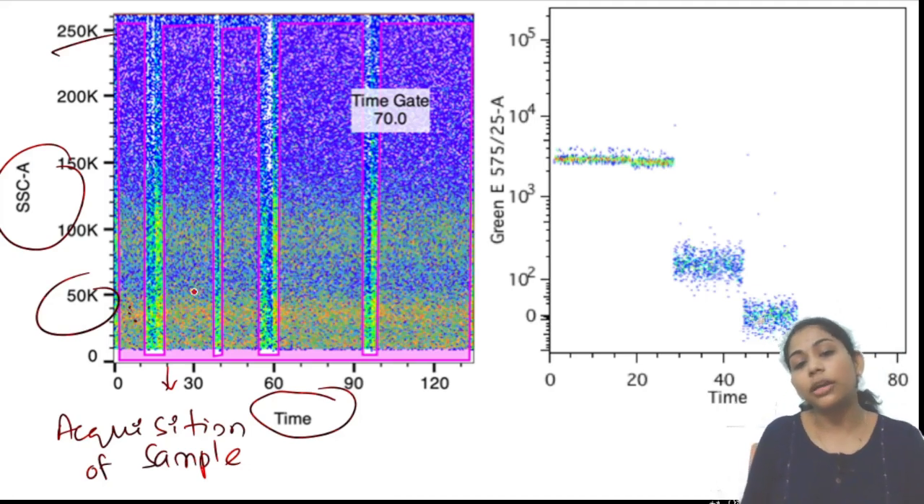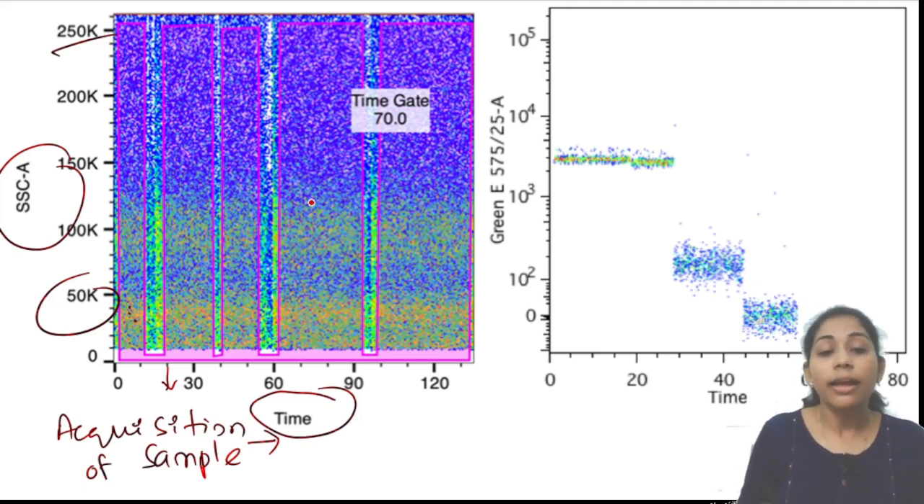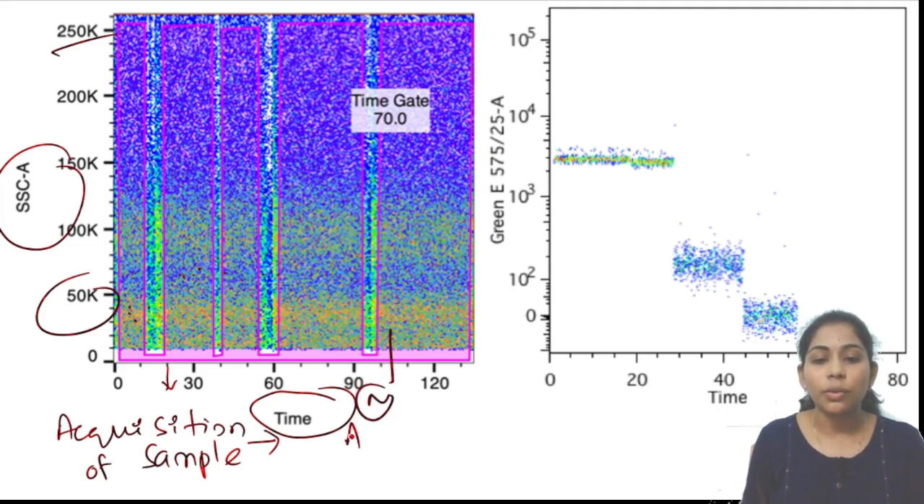This graph indicates whether the cells are acquired properly or not. How does it indicate that? If the graph is like this, the dots are coming continuously, right? Continuously, there are no gaps, no breaks, and no sudden stoppage. If the graph is like this, then it is normal acquisition.